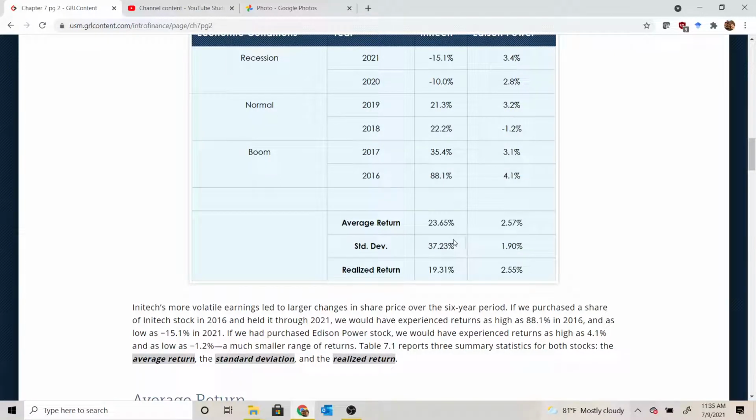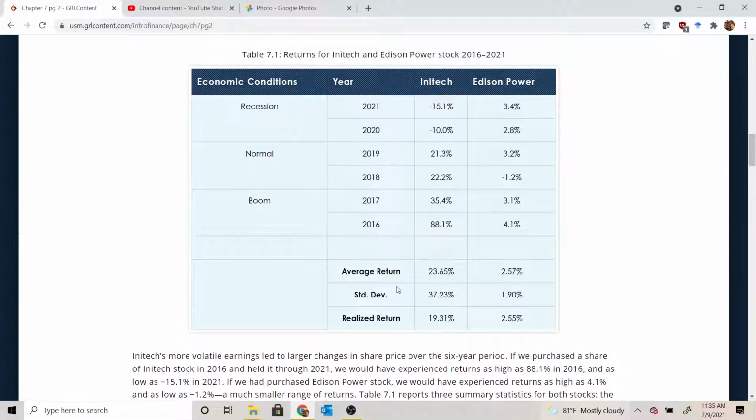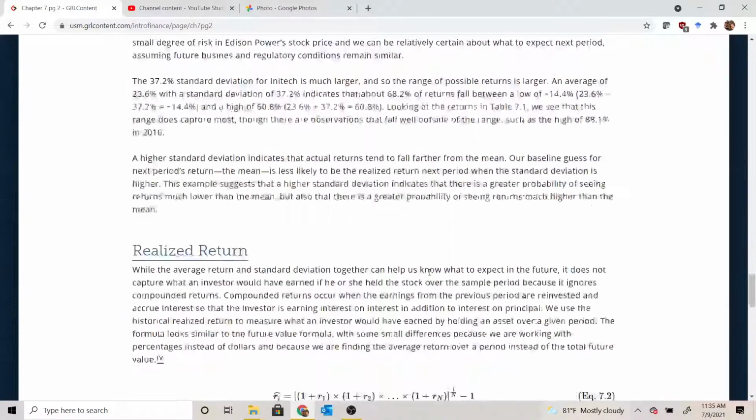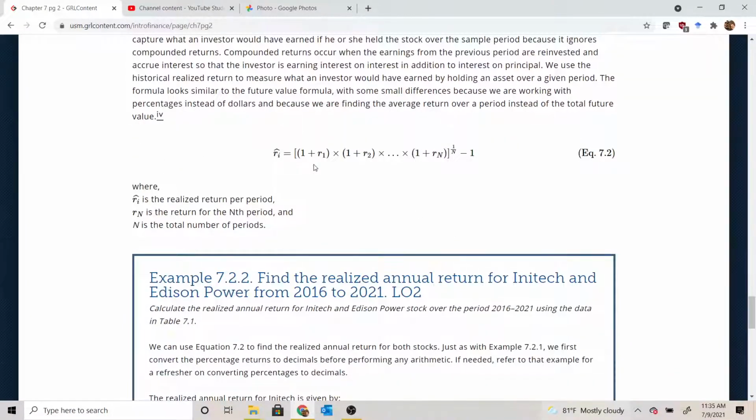Okay, one more thing to talk about before we get off of this example. We're going to look at calculating realized return for example 7.2.2. The average return measures what tended to happen, but an investor is going to be concerned with what actually happened. What return did I actually earn if I were to hold this stock over this period and realize these returns? That's what realized return captures. And if we look at the formula for realized return, it should look kind of familiar. Here we're going to take each return, so this is return in the first period plus 1. We're going to multiply that by the return in the second period plus 1, and we do that for however many returns that we have.